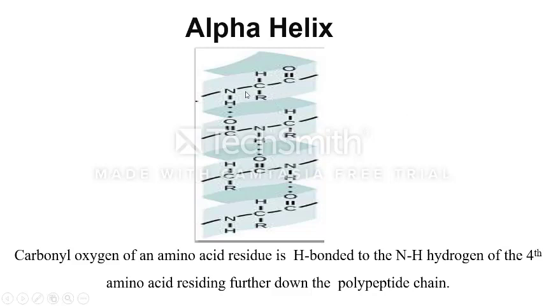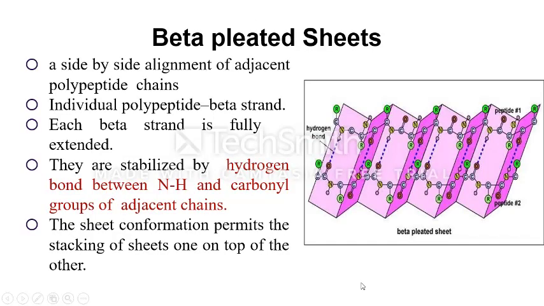So this is an alpha helix. You see a hydrogen bonding between the hydrogen of the amino group and the oxygen of the carbonyl group is taking place, and this is a helix, right? It is moving like a helix. So the carbonyl oxygen of an amino acid residue is hydrogen bonded to the NH hydrogen of the fourth amino acid residue further down the polypeptide chain. So what are beta pleated sheets? You see they are in the form of sheets. This is a sheet, a folded sheet.